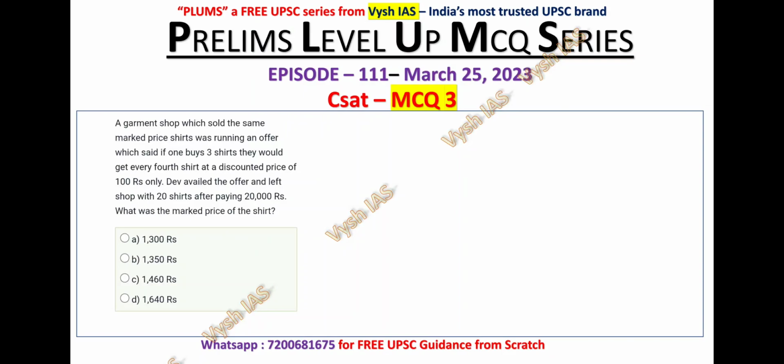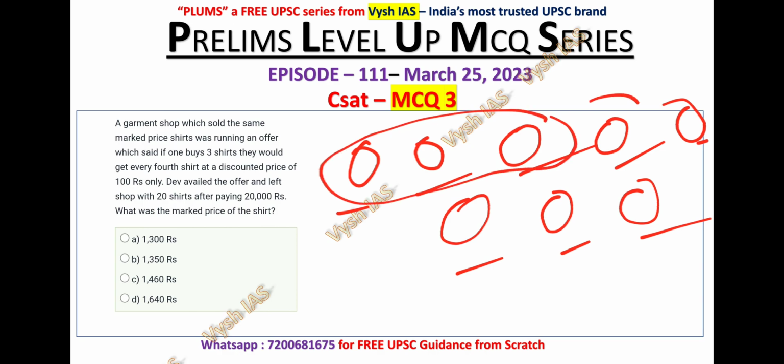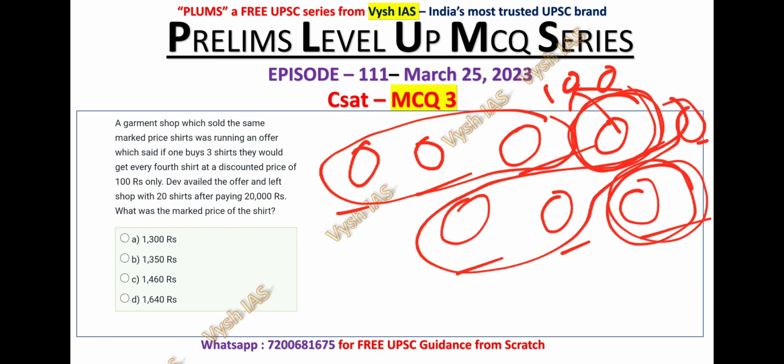So they have told that there is a shop in which all the shirts are marked at the same price. For example, there are 10 shirts in the shop. Each shirt is marked at the same price. But what is the offer they have kept? If you buy 3 shirts, you can avail the 4th shirt at the discounted price of 100 rupees. So if you are buying another 3 shirts, again the 4th shirt is also 100 rupees only.